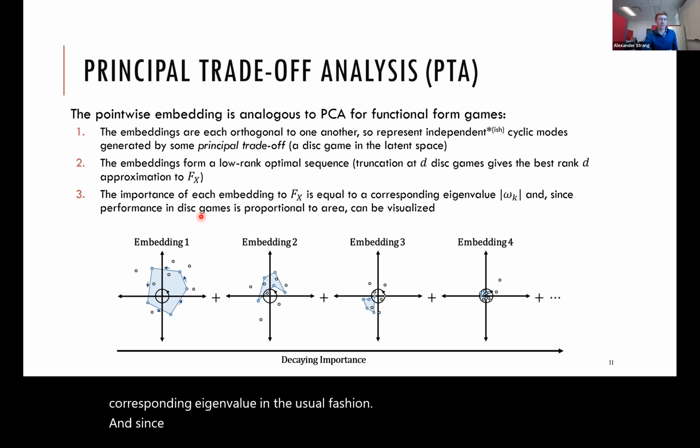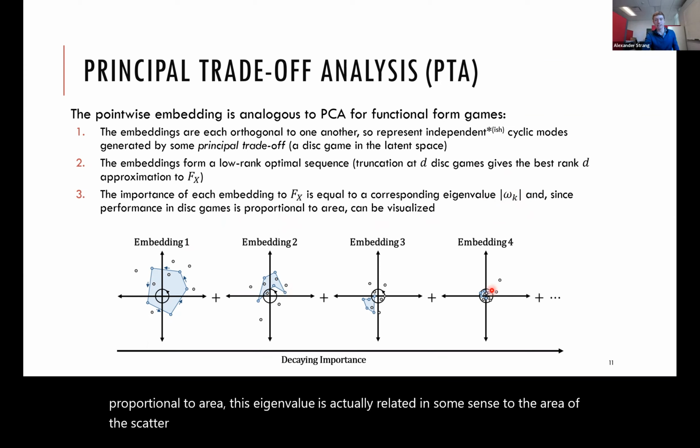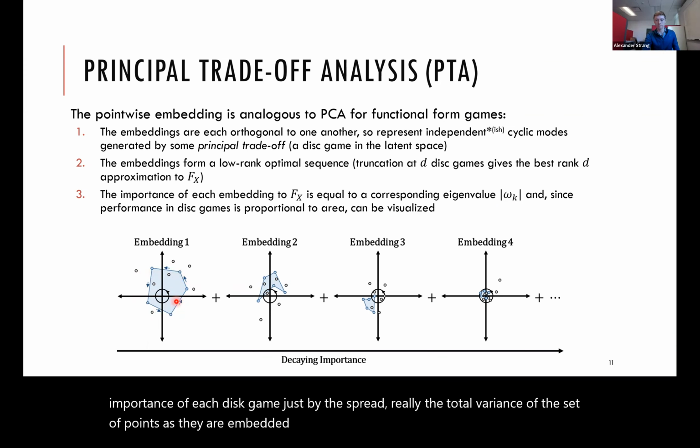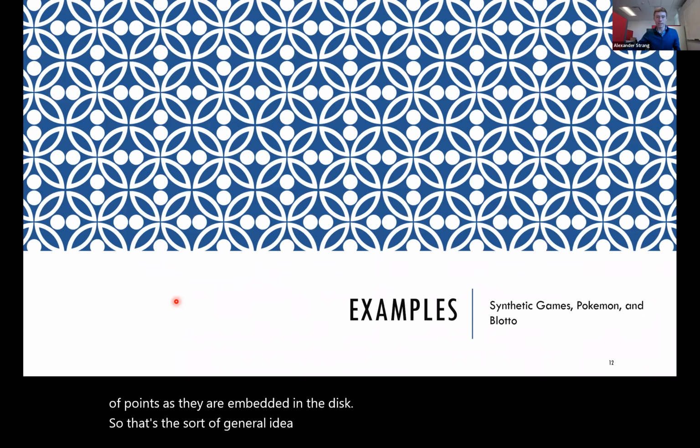And since performance in a disk game comes from a cross product and is proportional to area, this eigenvalue is actually related in some sense to the area of the scatter cloud seen in each disk game. So we can visualize directly the importance of each disk game just by the spread, really the total variance of the set of points as they are embedded in the disk game. Right, so that's the general idea pointwise. Let's test this on some example cases.